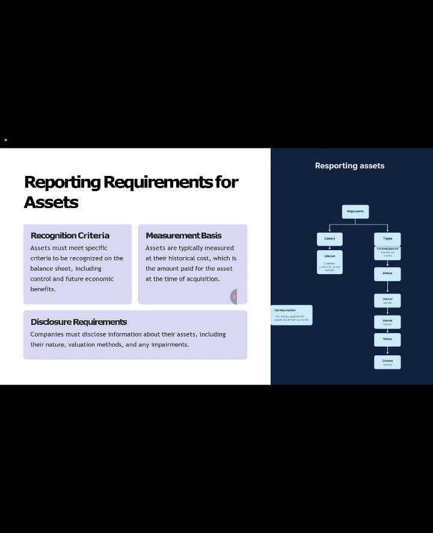Now, reporting requirements for assets. Recognition criteria: an asset must meet specific criteria to be recognized on the balance sheet, including control and future economic benefit. Measurement basis: assets are typically measured at historical cost, which is the amount paid for the asset at the time of acquisition. Disclosure requirements: a company must disclose information about its assets, including their nature, valuation, and any impairments.